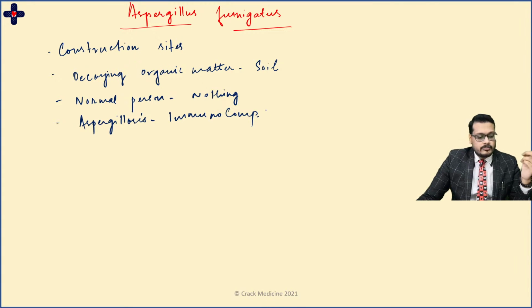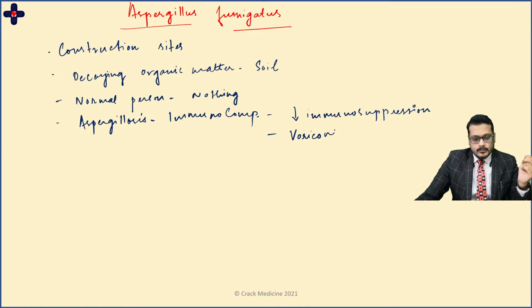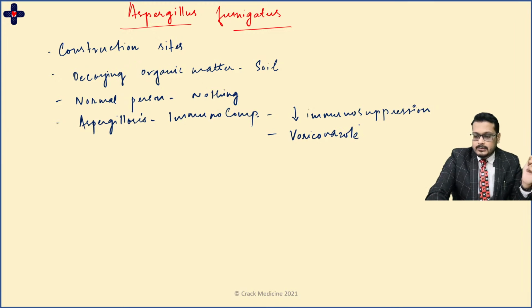So if the person is immunocompromised and you encounter aspergillosis, what will be the treatment modality? First, consider what kind of immunosuppression is being given. You will have to modulate the immunosuppression and reduce it a bit. Depending on the situation, reducing the immunosuppression is the first line of treatment. But you can definitely give voriconazole. All right, so this is how you treat aspergillosis. Let's move on to the next one.